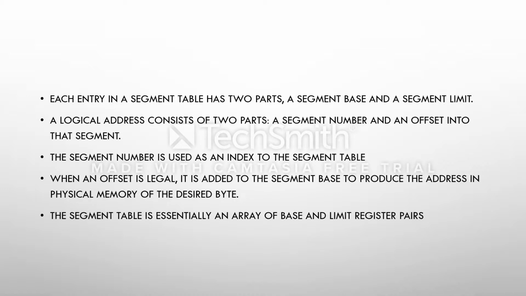A logical address consists of two parts, a segment number and an offset into that segment. The segment number is used as an index to the segmentation table. When an offset is legal, it is added to the segment base to produce the address in physical memory of the desired byte. The segment table is essentially an array of base and limit register pairs.